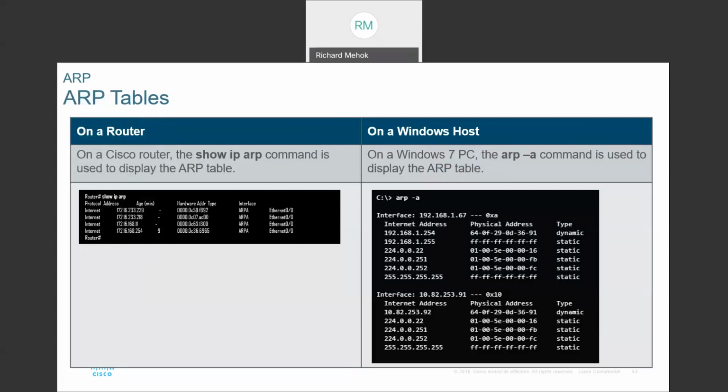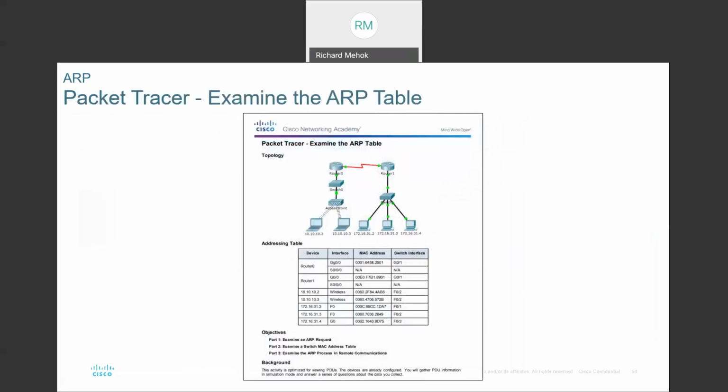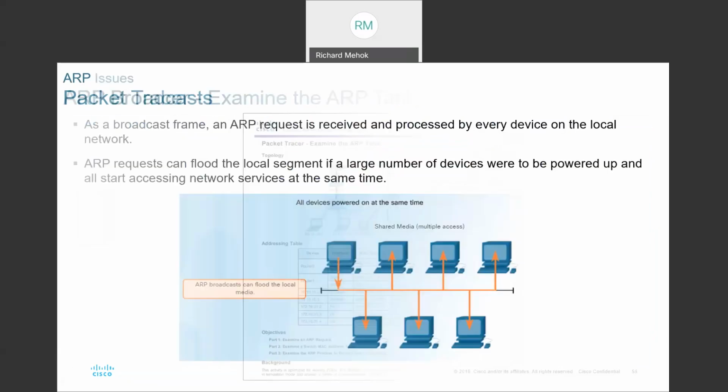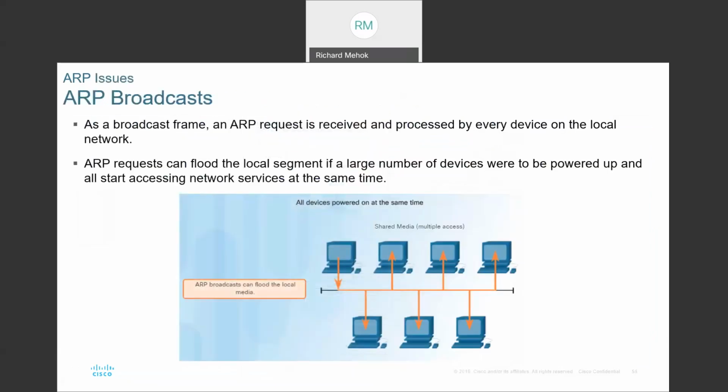On the router, your ARP table looks like the one on the left. You see your IPs and the hardware addresses, and on the right would be your PC. And you can see whether it's either dynamic or static. And there's another lab: ARP broadcast. When you send a layer 2 broadcast, it goes into the switch, and the switch sends it out all ports except the one it was received on.